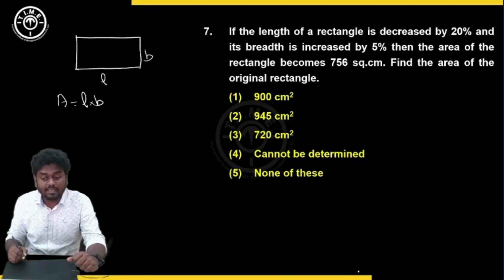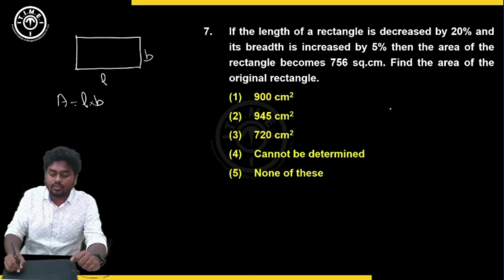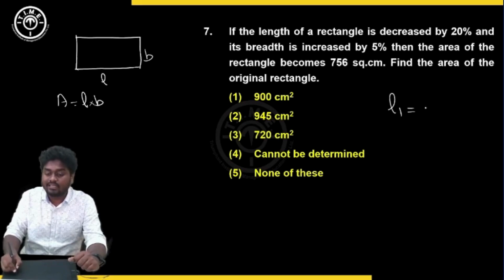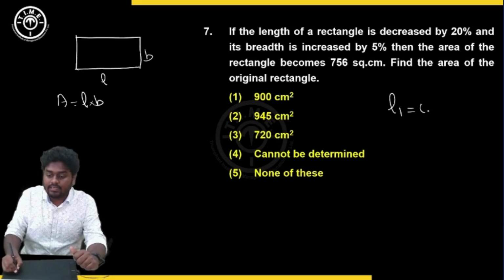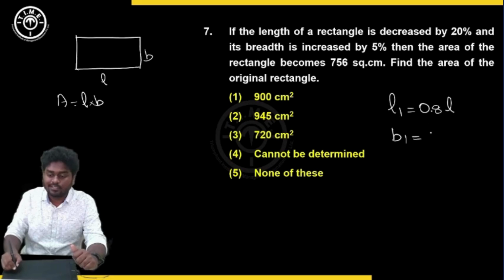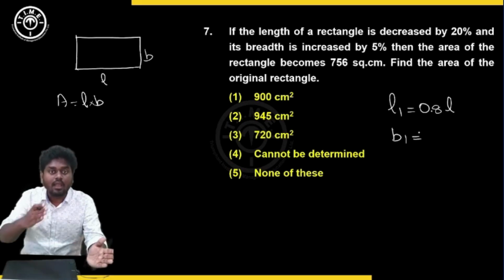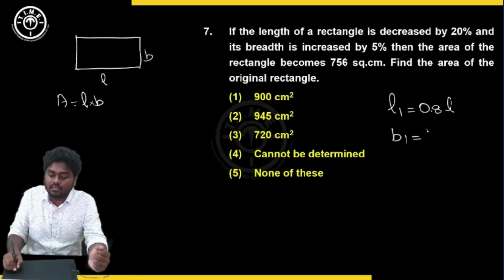Now what happens for length? The length of the rectangle is decreased by 20%. So what is the value of L1? If it is decreased by 20%, can I say this will be 80% of its original length? 80% or 0.8, so 0.8 of L. Same way, what will be the value of B1? Breadth is increased by 5%, so 100 plus 5, 105%. We can write this as 1.05 B.